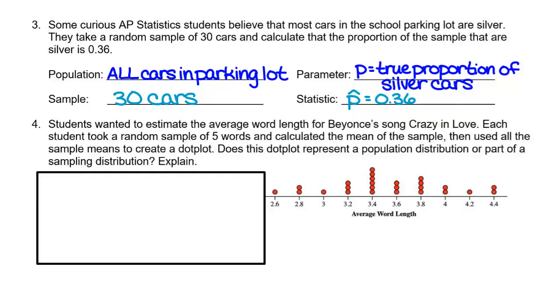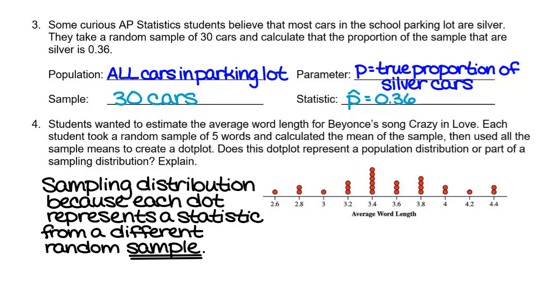All right, and then the last question with our last minute here. Students wanted to estimate the average word length for Beyonce's song Crazy in Love. Each student took a random sample of 5 words and calculated the mean of the sample and then used all the sample means to create a dot plot. Does this dot plot represent a population distribution or part of a sampling distribution?